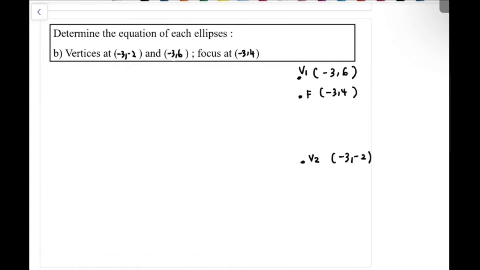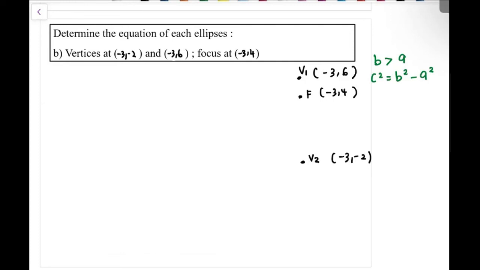Alright, so given this, we know that the focus lies on the B axis. What do we know if it lies on the B axis? B must be major. Means from here, we know B is longer than A. So to find C squared, it would be B squared minus A squared. Okay, we already know that.